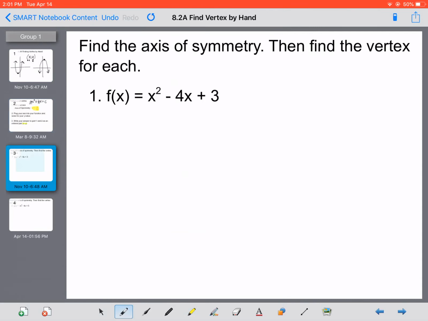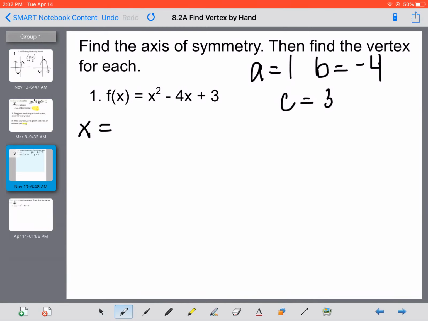So first thing I do is I identify my a, my b, and my c. It's asking us to find our axis of symmetry and then find the vertex. Our a in this case is 1. Our b is negative 4. And our c is 3. Now, to find the vertex, we actually don't need to know our c, but our first step is to do our AOS, which is negative b over 2a. I would suggest you write the formula until you get used to what it is, and now we just got to plug in our b and our a.